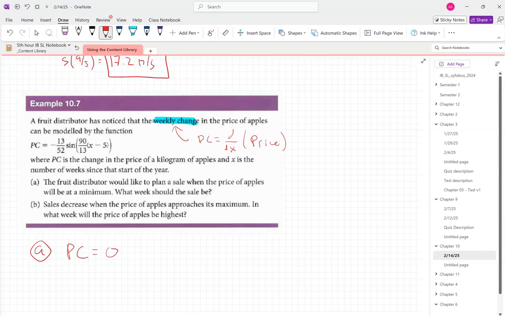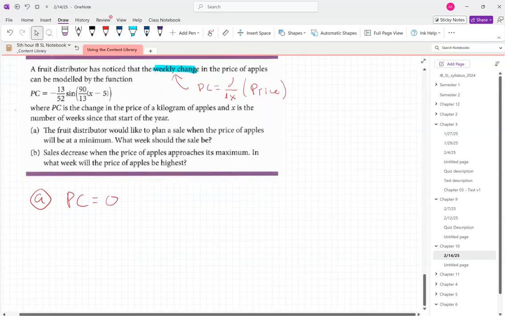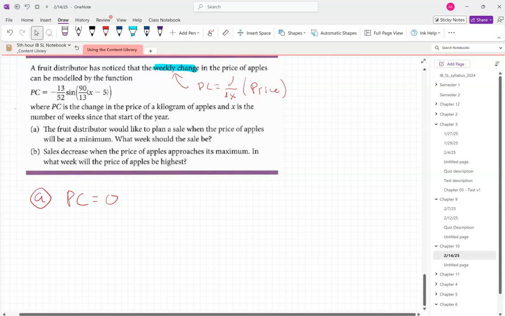So let's just do a first derivative test on this. We're just going to set PC equal to 0 and solve. Now, who here wants to try to solve this algebraically? Negative 13 over 52 sine of 90 over 13 times quantity x minus 5 set equal to 0. Does that sound like fun? How else could you solve this?